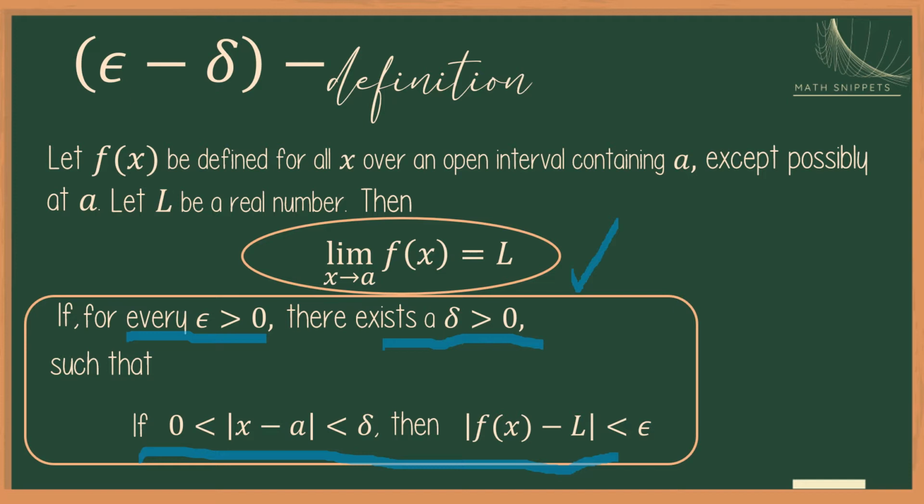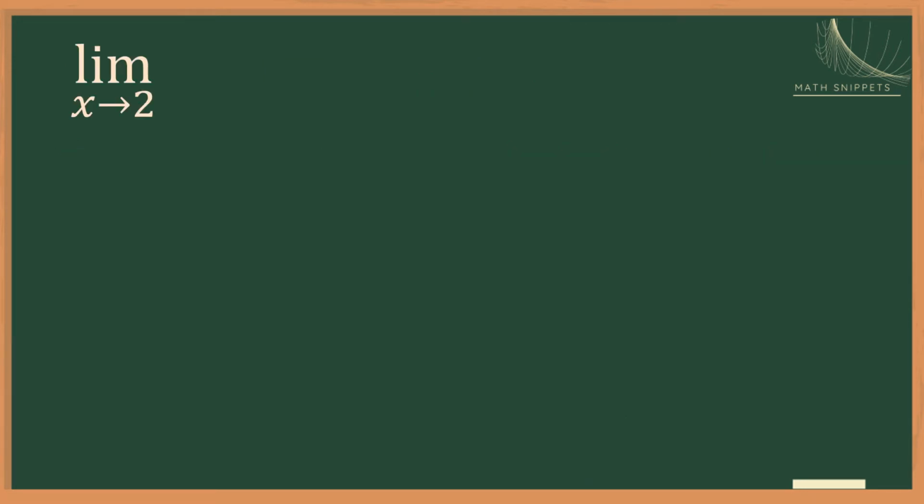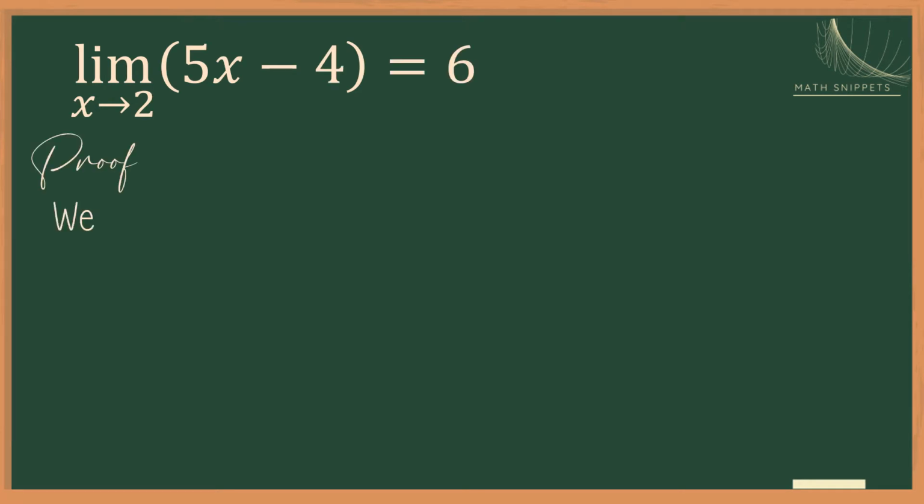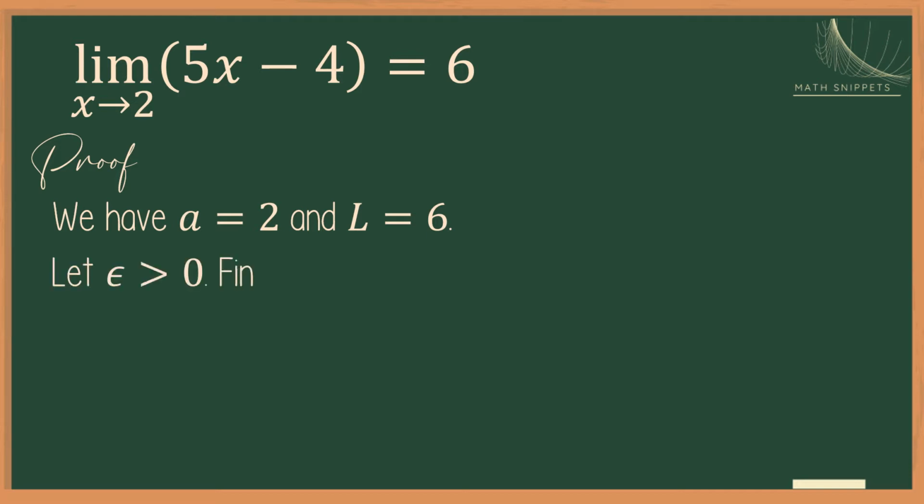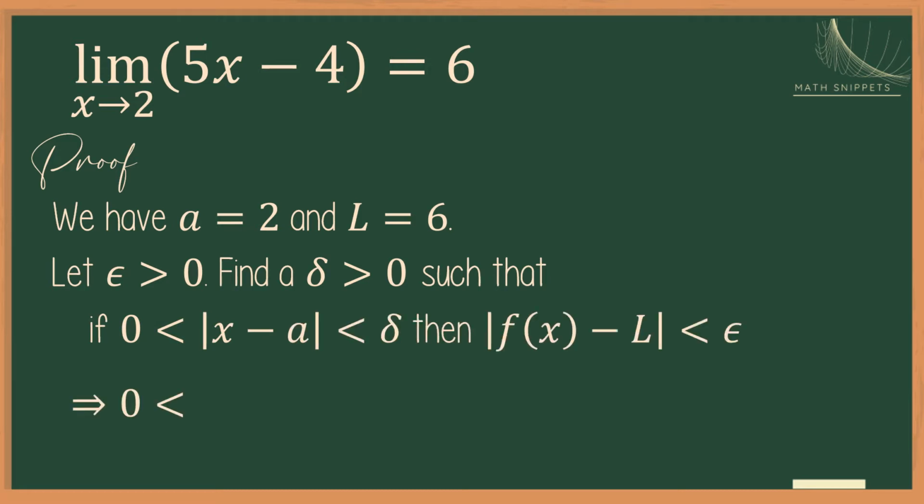Now, what does this condition mean? This condition simply says that if x is in the interval a minus delta to a plus delta, then it follows that f of x should be within the interval L minus epsilon to L plus epsilon. So for this example, we can see that our a is equal to 2 and L is equal to 6. For any epsilon that we can find, we have to look for a delta such that this condition is satisfied.